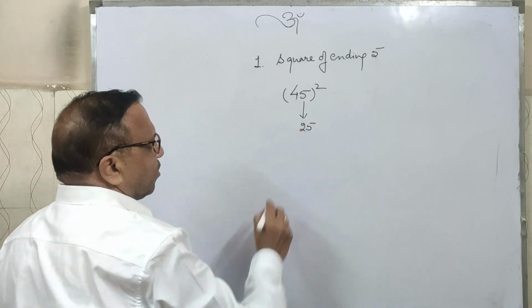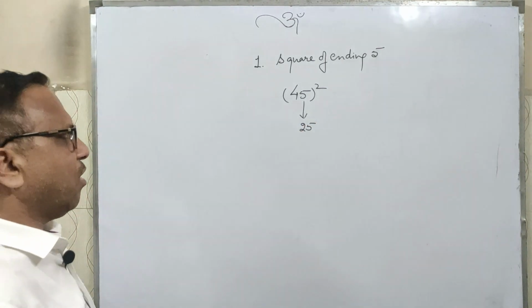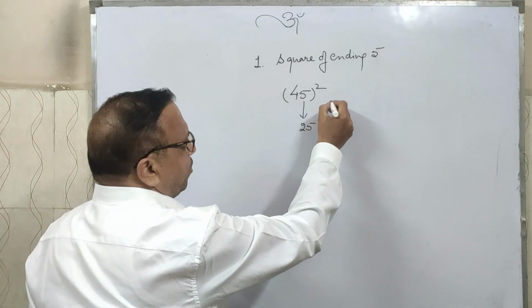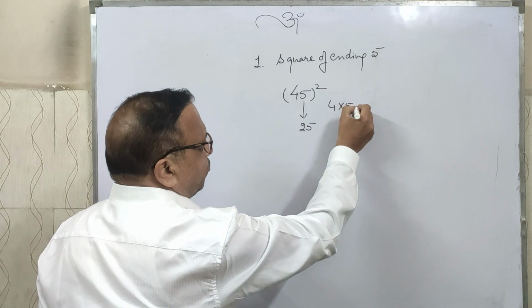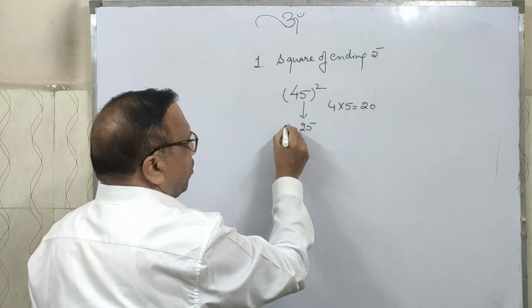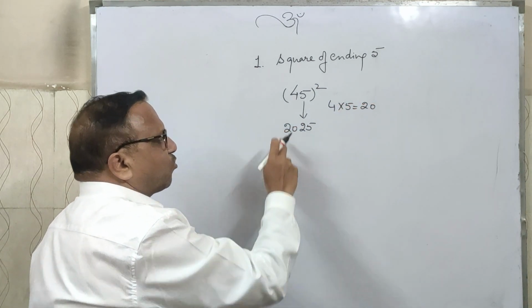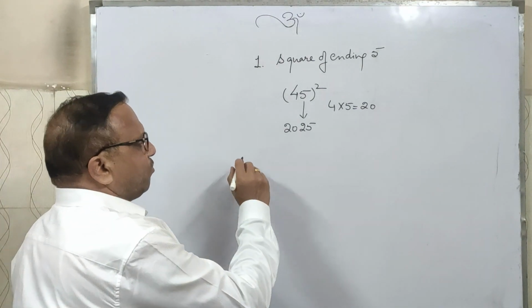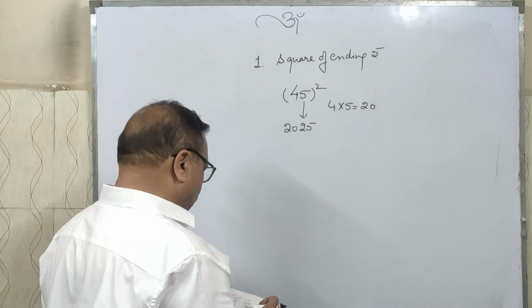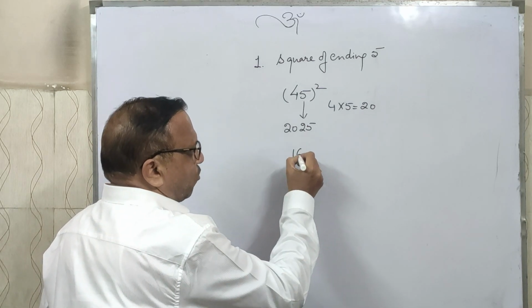25. Is it right? Now you multiply 4 with the next term, not this 5, with 5. How much? 20. So it will be 20. The square of 45 is 2025. Now second term I take. Suppose we have to find the square of 165.